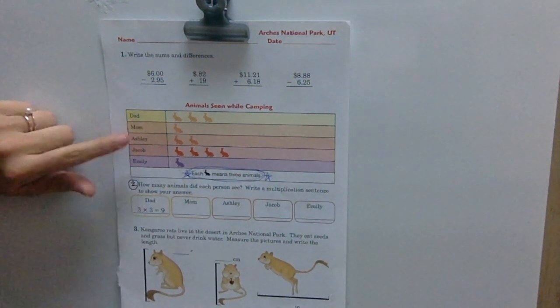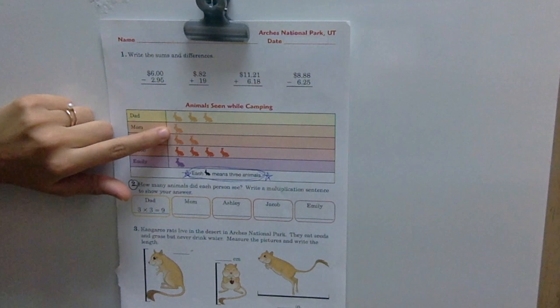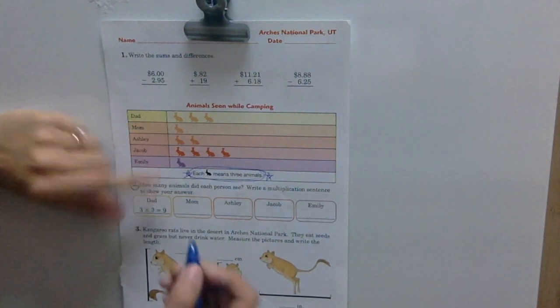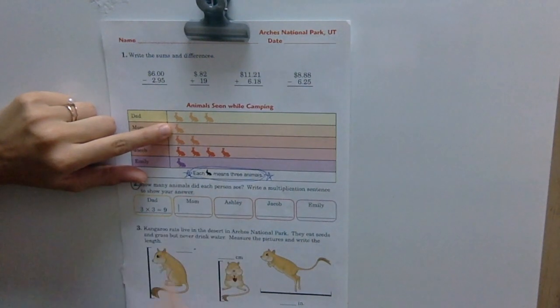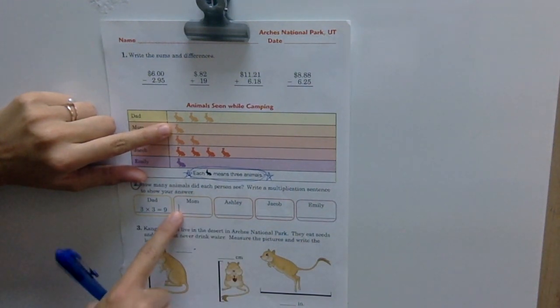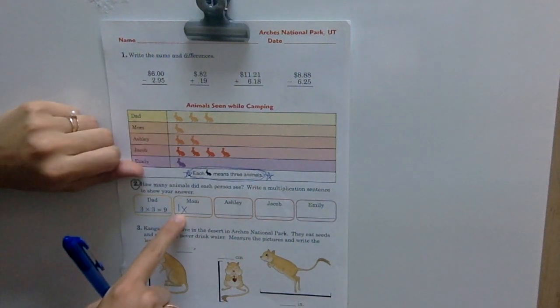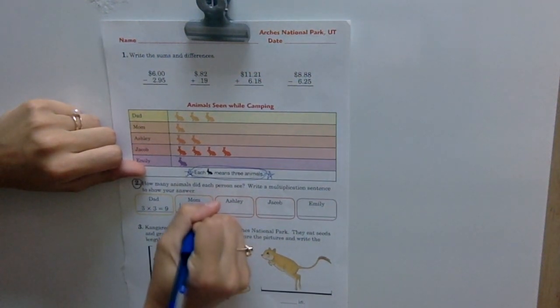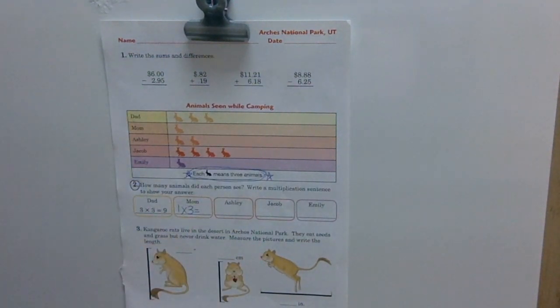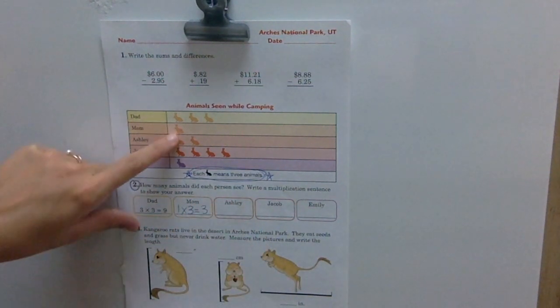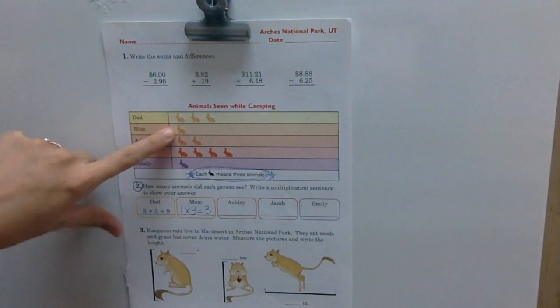So let's go up to Mom and see. There's only one bunny there, so she only saw one group of 3 animals. Poor Mom. She didn't get to see a lot of animals while she was camping, huh? So we would write that. She saw 1, write your 1 down. She saw 1 group of, remember our multiplication sign, we say group of or groups of, 1 group of 3 animals. What would that equal? 1 times 3 would equal 3. Good. She only saw 3 animals, which makes sense because 1 bunny means 3 animals, so it'd be 3. Okay?